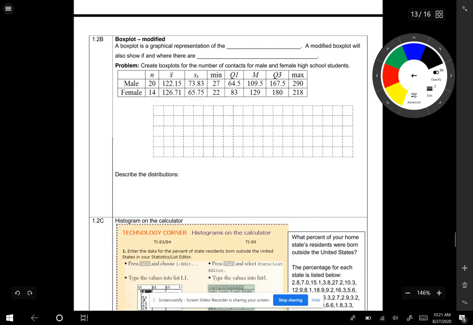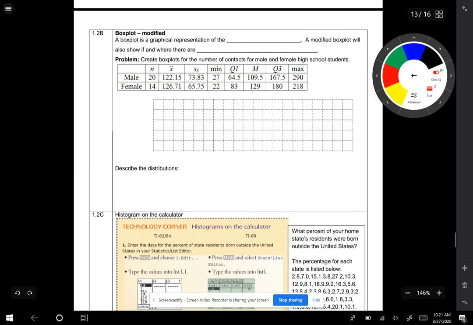Okay, last but not least, we are going to do a box plot. So we're interested in a modified box plot. A modified box plot gives an outlier as well. A box plot is a graphical representation of the 5-number summary that we talked about previously.